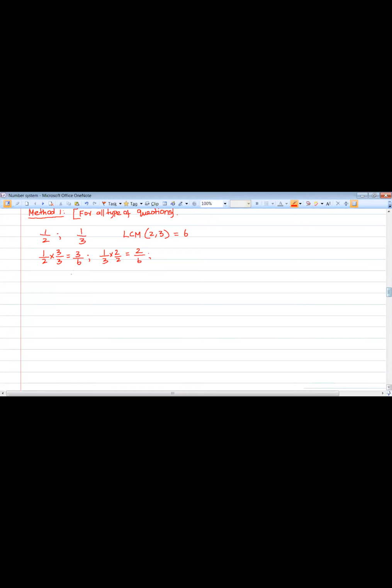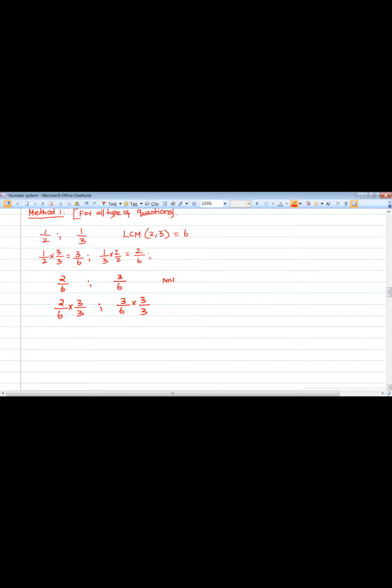So we have two fractions right now. One is 2 by 6. What about the other one? 3 by 6. But how many fractions do we have to add in between? Two fractions you have to add in between. Correct. Then if you want two fractions in between, multiply by 3 and divide by 3. Similarly, 3 by 6, multiply by 3 and divide by 3.